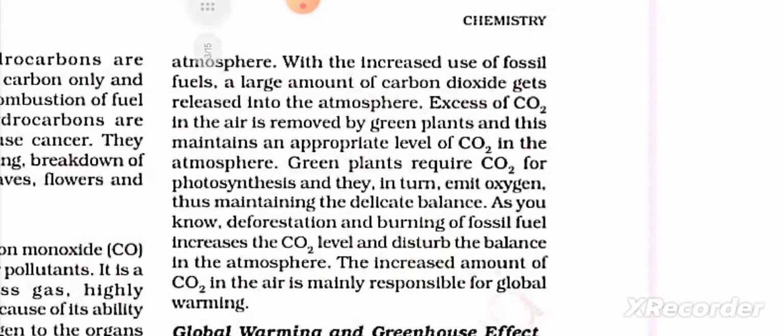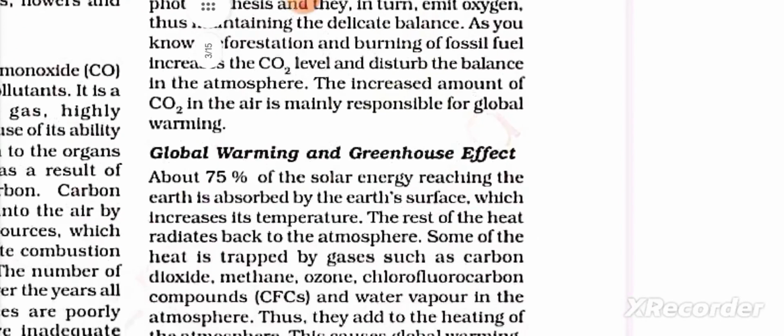With the increased use of fossil fuels, a large amount of carbon dioxide gets released into the atmosphere. Excess CO2 in the air is removed by green plants, and this maintains an appropriate level of CO2 in the atmosphere. Green plants require CO2 for photosynthesis and in turn emit oxygen, thus maintaining the balance. As you know, deforestation and burning of fossil fuels increase the CO2 level and disturb the balance in the atmosphere. The increased amount of CO2 in the air is mainly responsible for global warming.